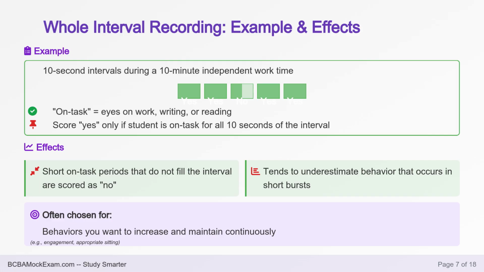That's why it's often chosen when your goal is to build more continuous behavior like engagement or appropriate sitting, not to perfectly reflect every brief occurrence.